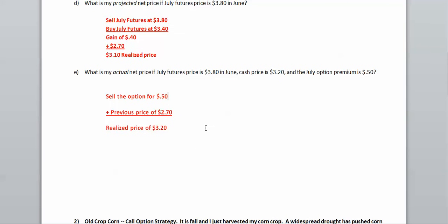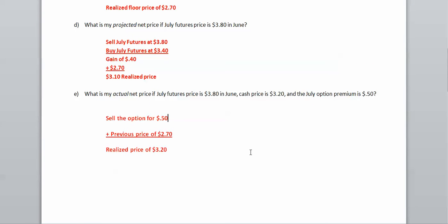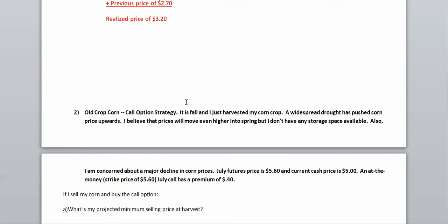In this case, corn went up. We have already sold our corn. It's gone. But because we bought the option, when corn went up in price, we were able to take advantage of that upswing in price.